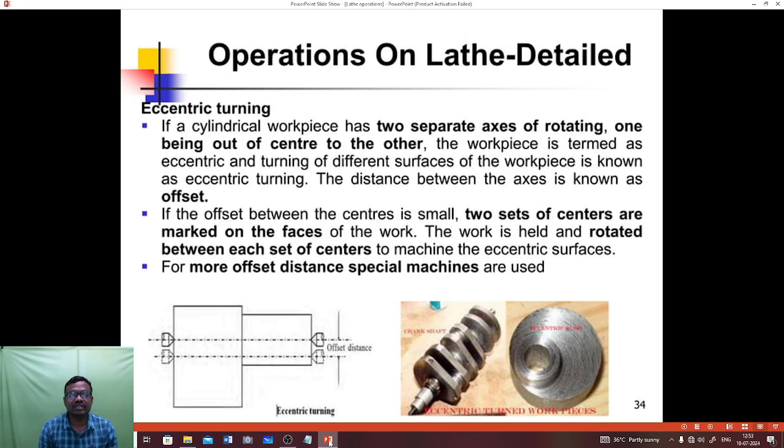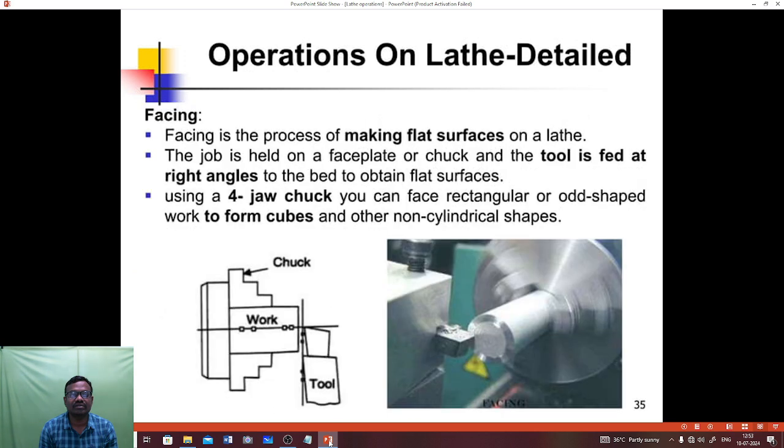If the offset between the centers is small, two sets of centers are marked on the faces of the work. The work is held and rotated between each set of centers to machine the eccentric surfaces. For more offset distance, special machines are used.